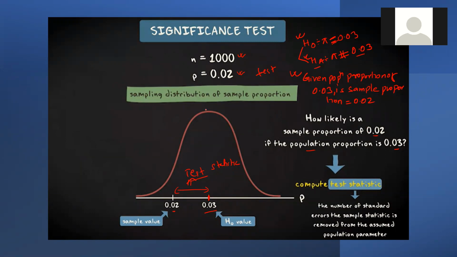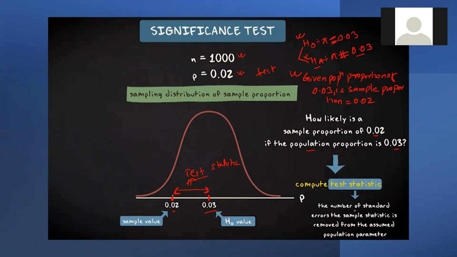If you look at a graph, your null hypothesis will always be the center point, the mean. And your sample proportion is 0.02, which means it will be somewhere to the left of your mean. Let's say here it's 0.02, then this difference is what we need to compute.